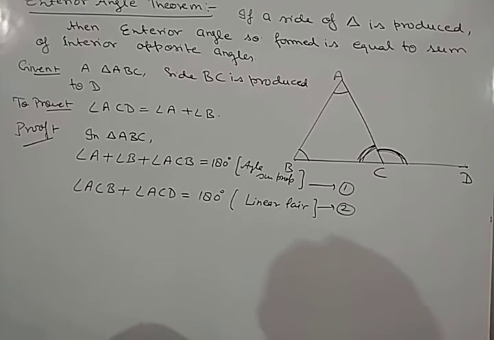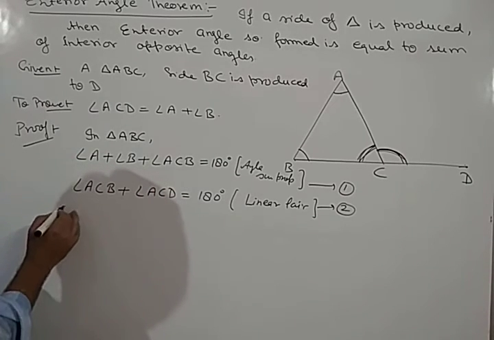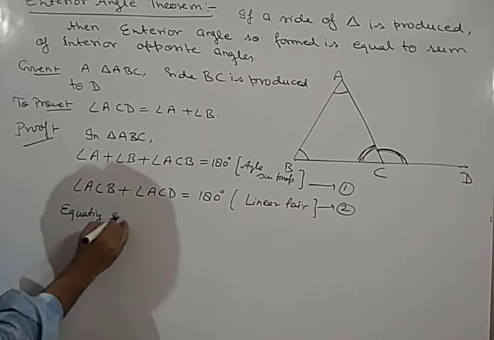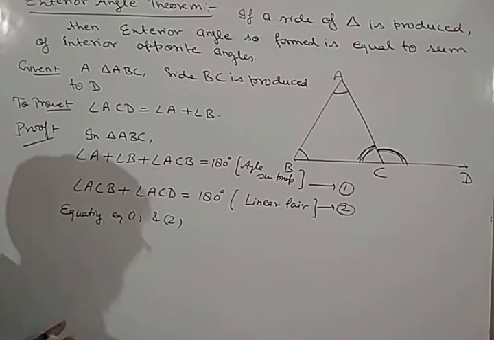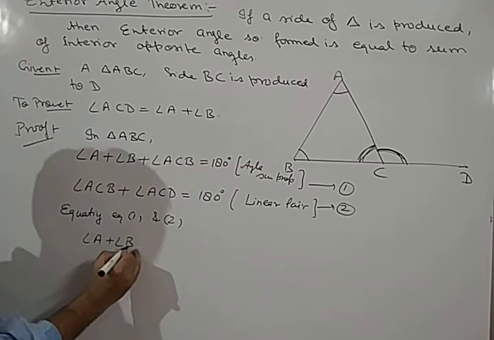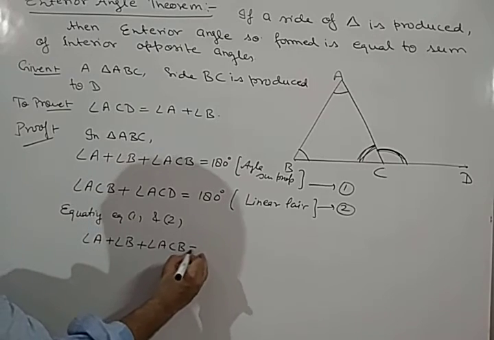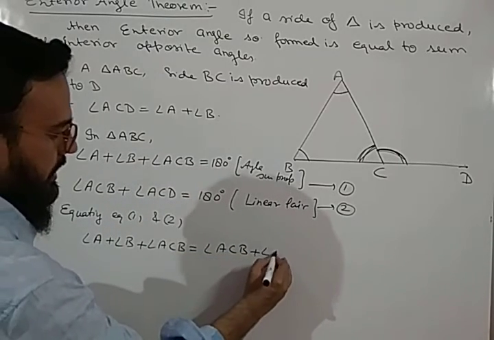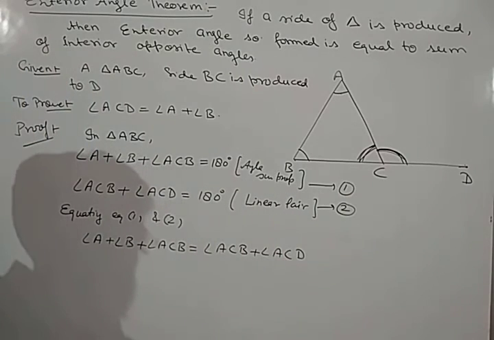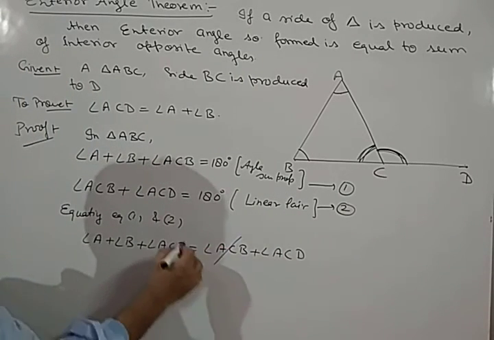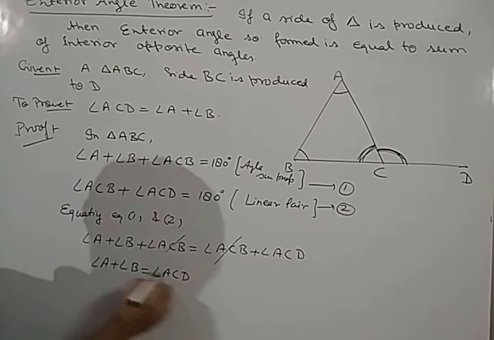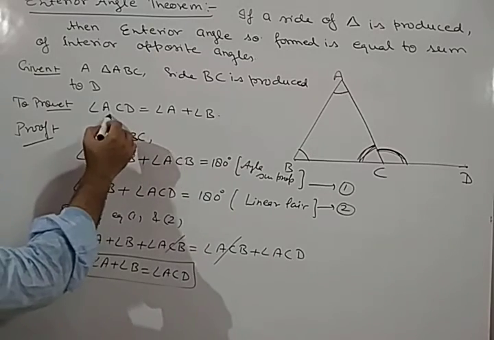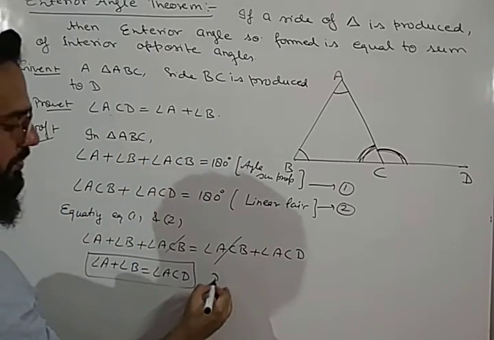Okay. So if we equate equation 1 and 2, since the right hand sides are equal, the left hand sides should also be equal. So we will get angle A plus angle B plus angle ACB is equal to angle ACB plus angle ACD. Now this ACB and ACB will be cancelled out. So we will get angle A plus angle B equal to angle ACD, and this is what we have to prove. Angle ACD is equal to angle A plus angle B. So we have proved this statement.